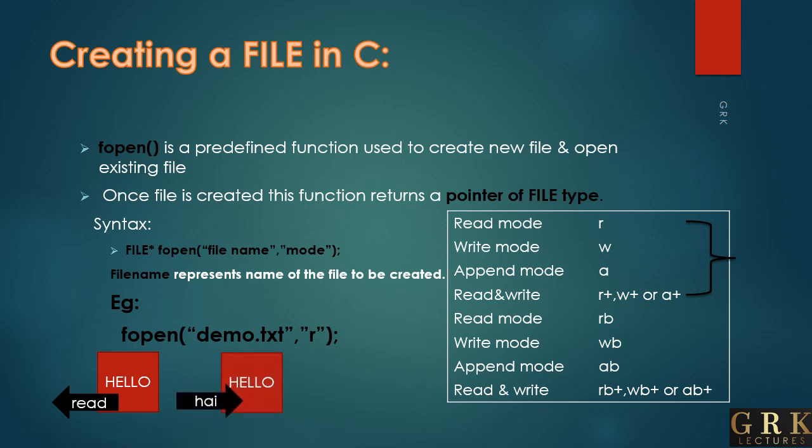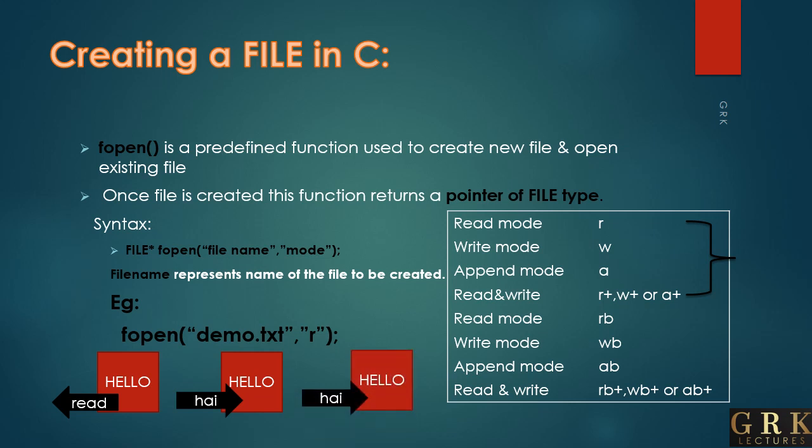Similarly, assume that the second file is opened in the write mode. If the file is opened in the write mode, we can write something into that file, but we cannot read anything from the file. That file already contains hello. Now we are trying to write the message hi. Then that hi is going to replace the already existing hello.